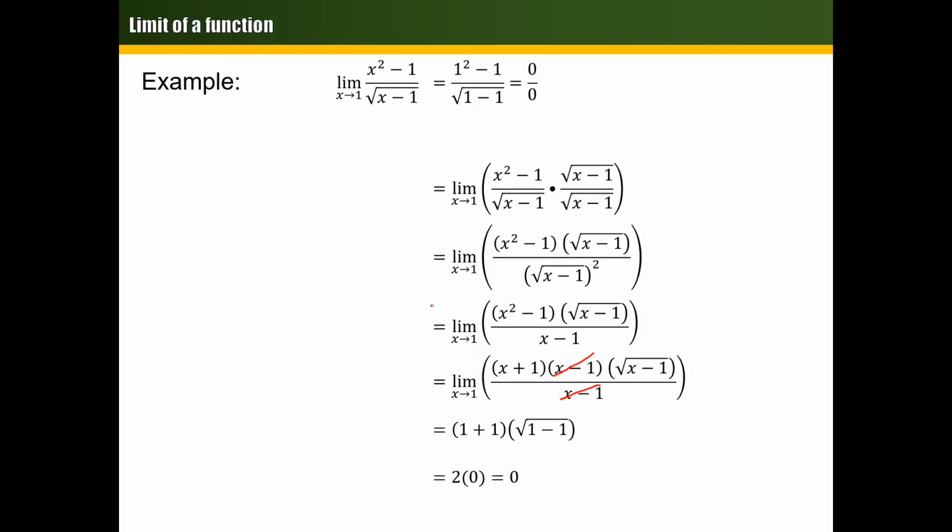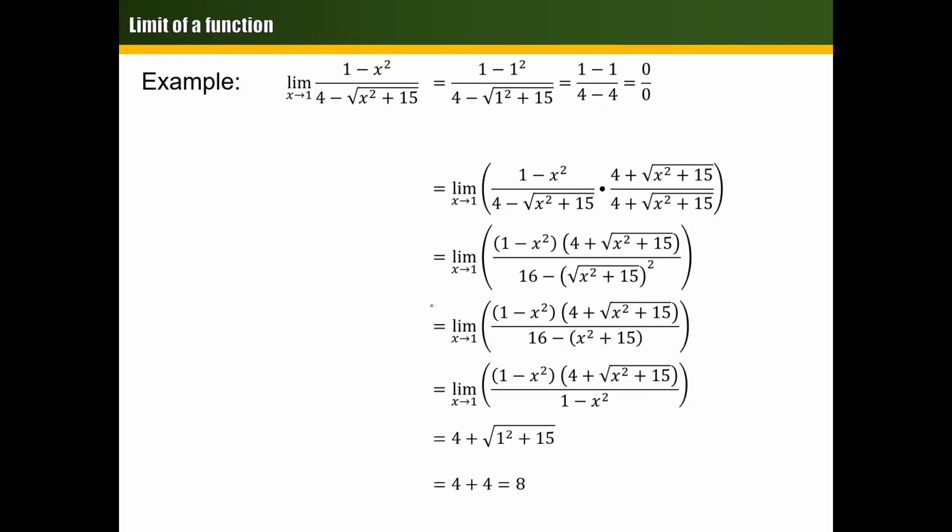Let's consider another example. Our example now seems to be more complex. We want to take the limit of 1 minus x squared all over 4 minus the square root of x squared plus 15 as x approaches 1. Let's try to determine its value when x is equal to 1. And if we substitute, we found out that we get 0 over 0. So this time, again, let's think of a way to manipulate our given function in such a way na may makakancel sa numerator at denominator.